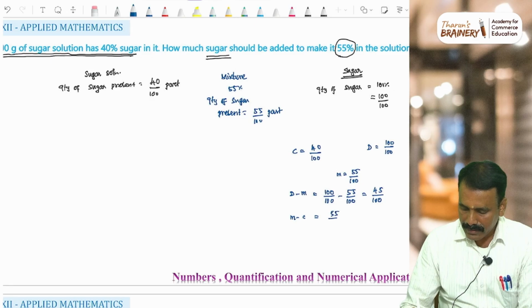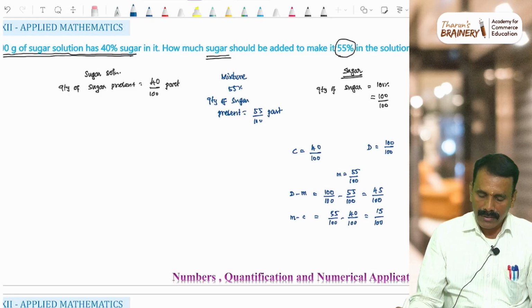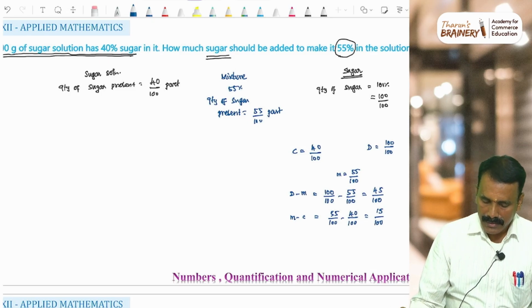(55 by 100) minus (40 by 100), which is equal to 15 by 100. So we got the value for D minus M and M minus C. Now we are going to find the ratio, how much is to be added.